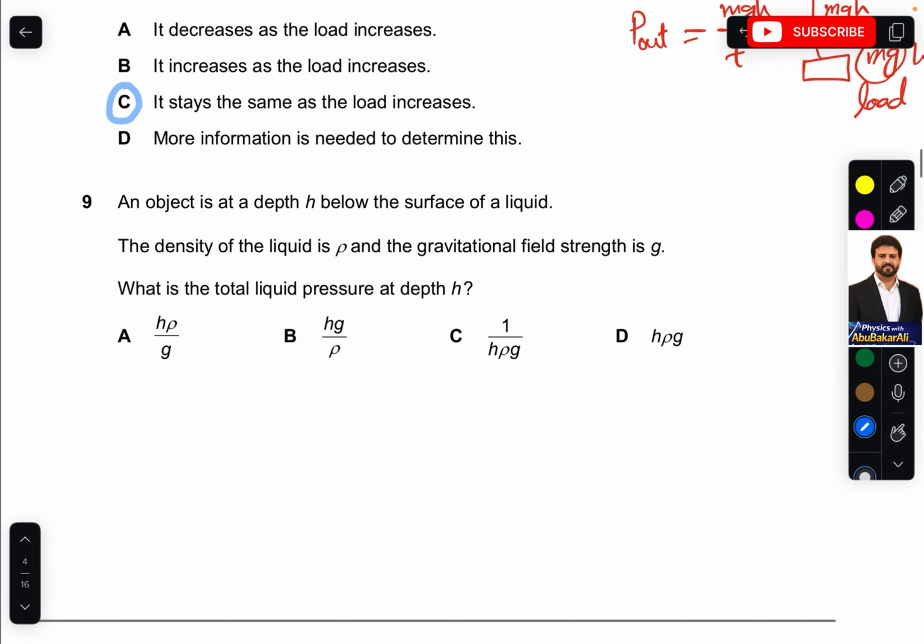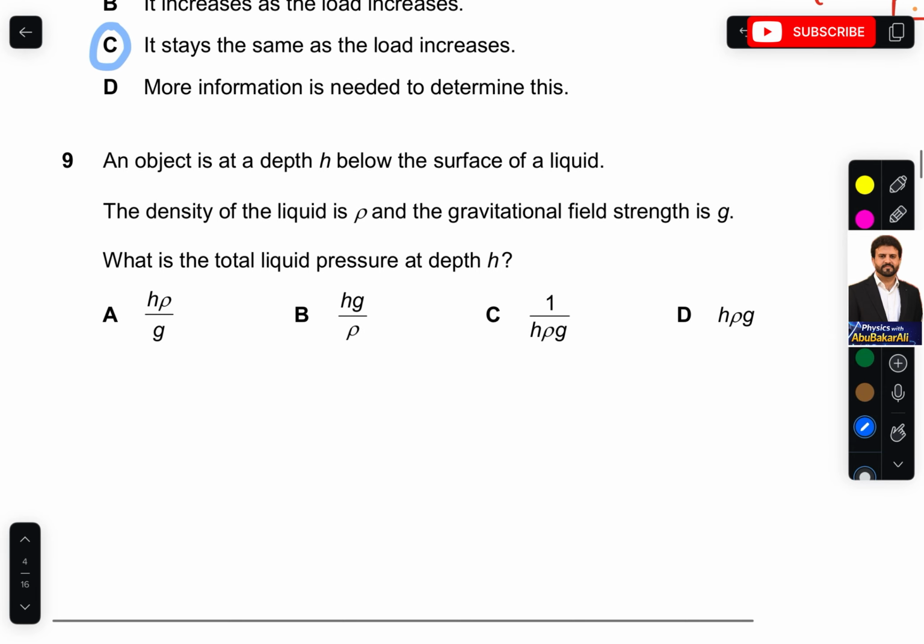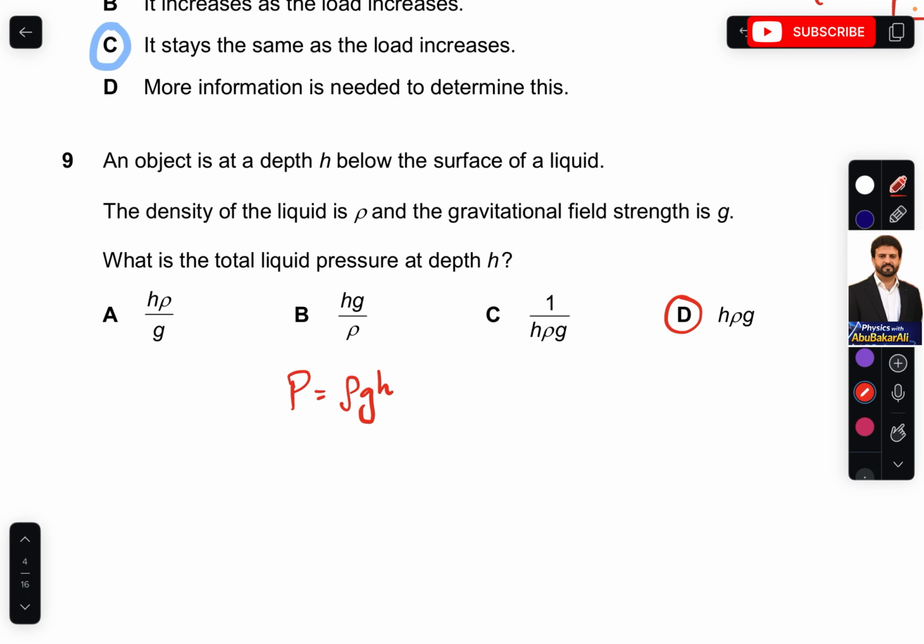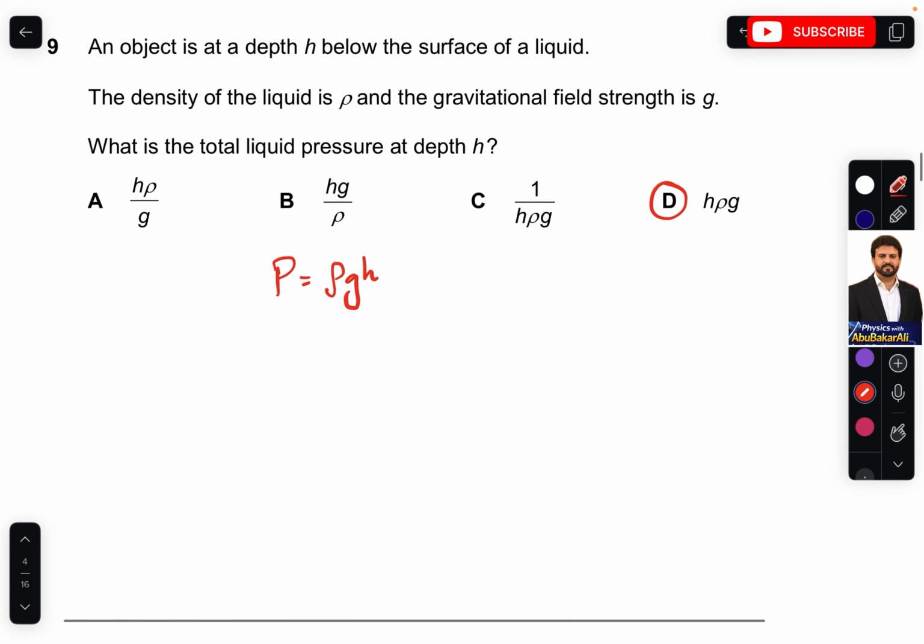Question 9. An object is at the depth of h below the surface of the liquid. The density of the liquid is rho and the gravitational field is g. What is the total liquid pressure at the depth h? We know the formula rho g h. So this is correct. Okay, this is the pressure and liquids relation.